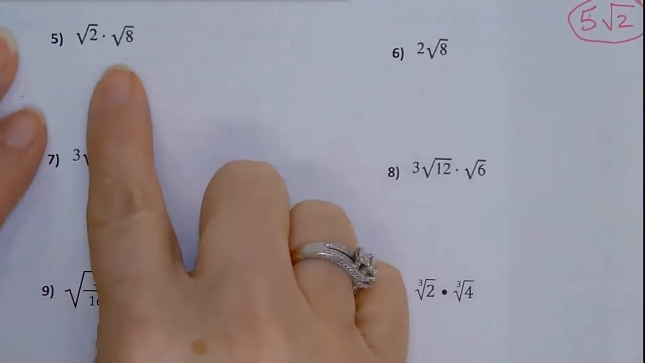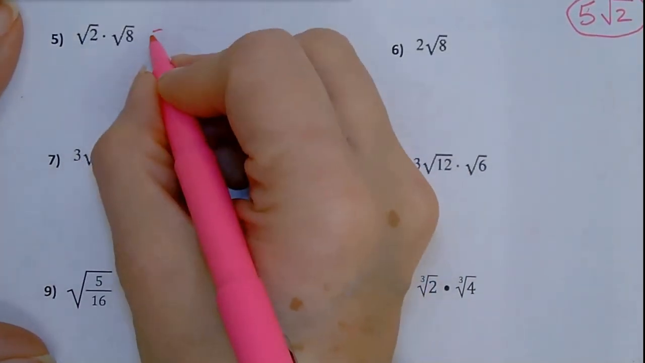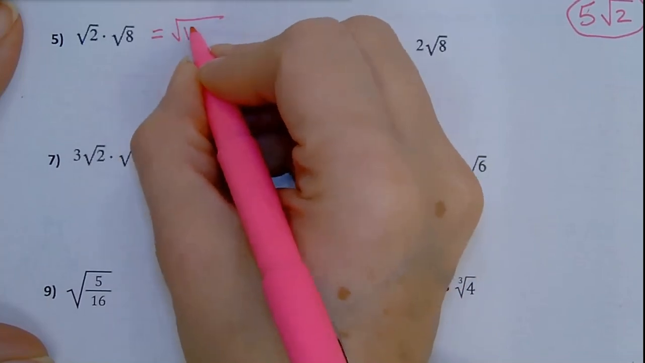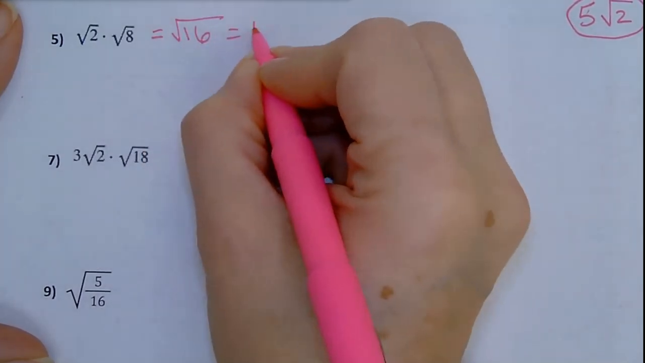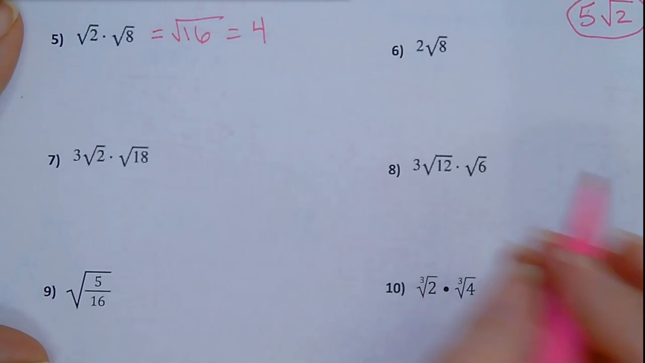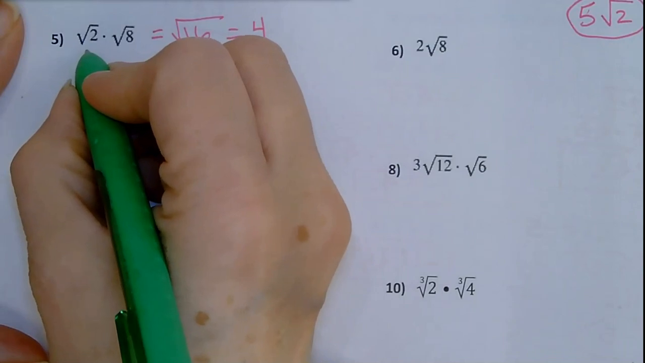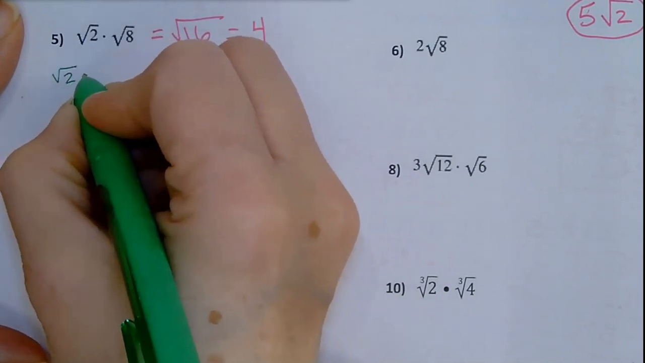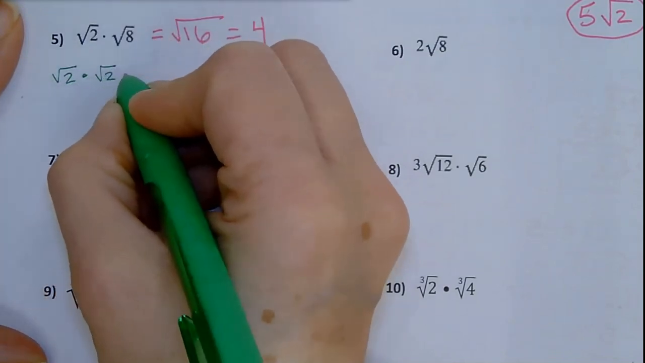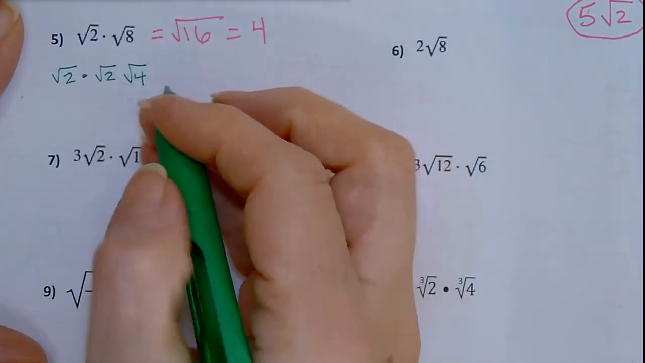All right, I'm still with square roots here. Square root of 2 times square root of 8. I'm going to smush them together, and I get the square root of 16, which I know is 4. Okay, here's another way to look at this, which I could have said on the last problem as well. You know that this is the square root of 2 times the square root of 2 times the square root of 4, because the square root of 8 is the square root of 2 times 4.